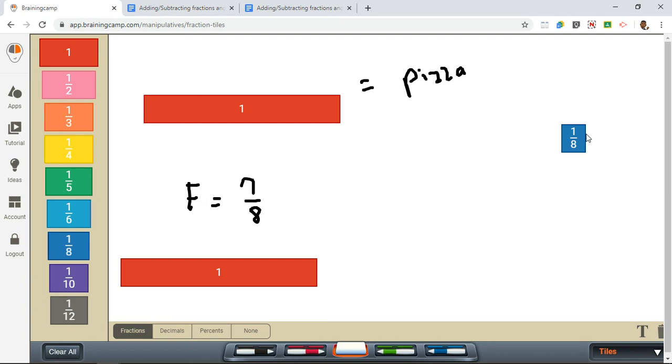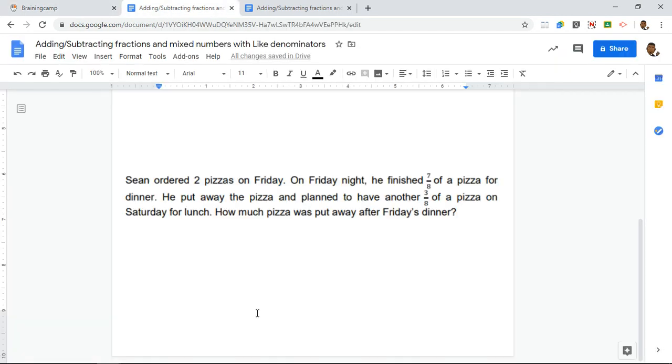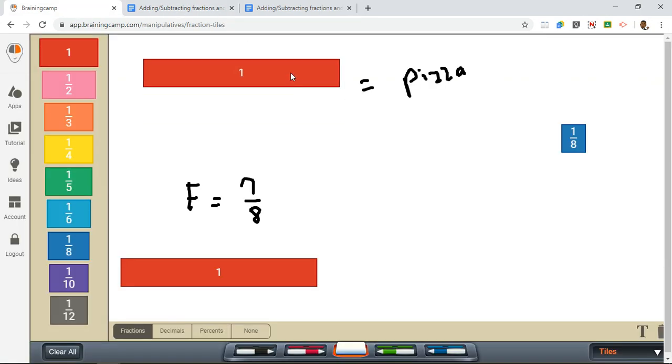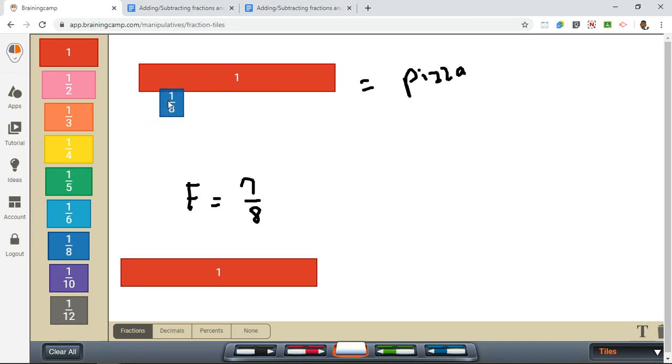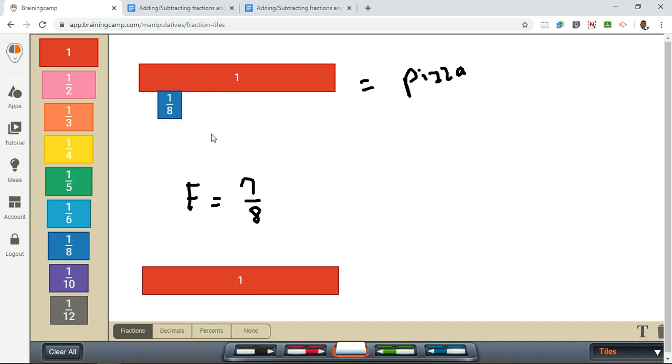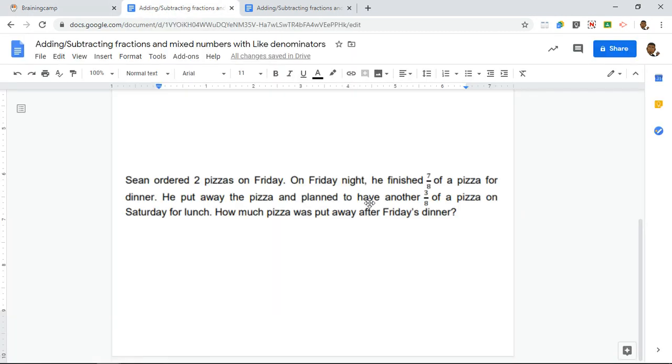Okay, and we still have this other whole pie here. So let's go back. He ordered 2 pizzas. Okay, we got that. On Friday night, he finished 7/8. He put away the pizza and planned to have another 3/8 of pizza on Saturday. So which means he took this whole pie that was remaining along with this 1/8 from this pie, and he put that away. So now Saturday, if I get my other marker here, it said he planned to have another 3/8 of pizza on Saturday for lunch.